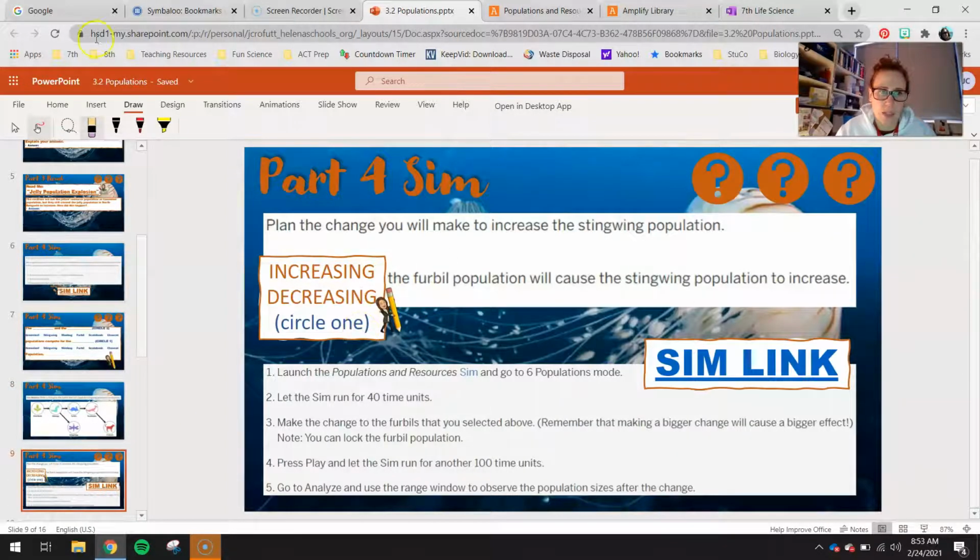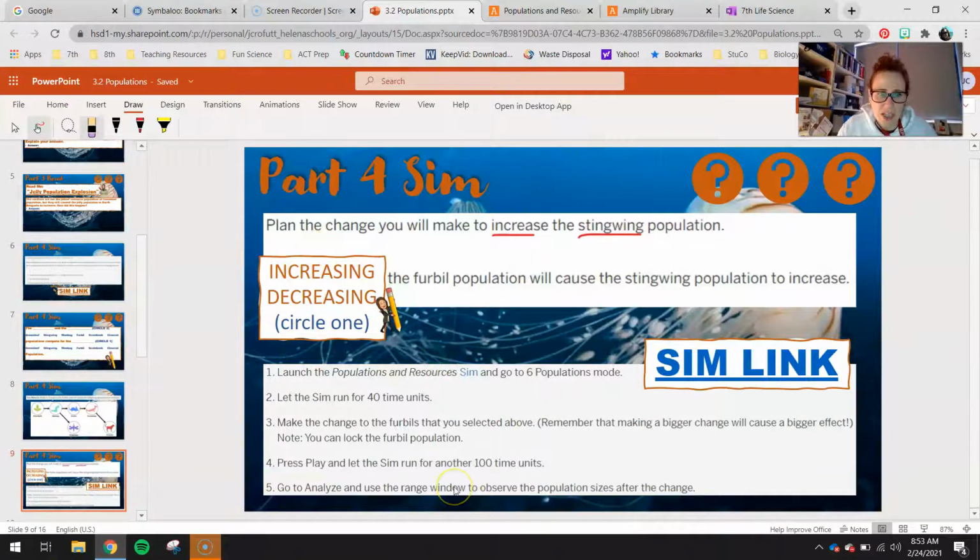Okay, so notice the little draw tool guy here. It says, plan the change you will make to increase the stingwing population. So remember, we're changing the furbills. So you're going to either circle increasing the furbill population will cause the stingwing population to increase, or we're going to decrease the furbill population, which causes the stingwing population to increase. So circle one of those.